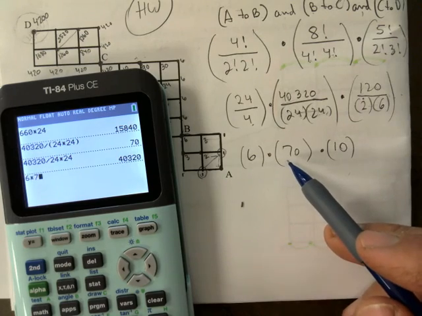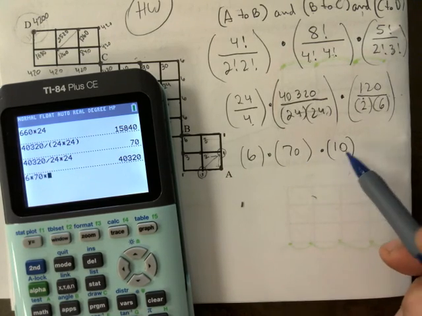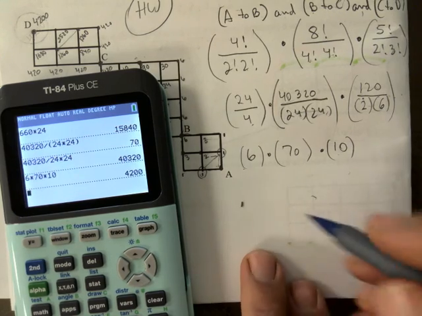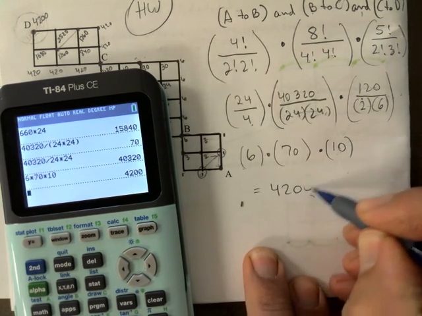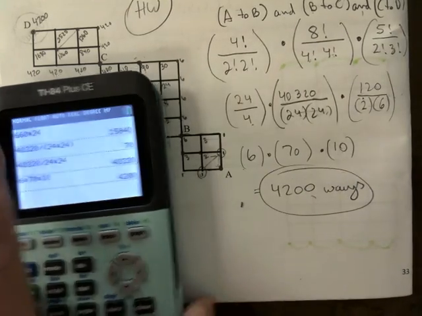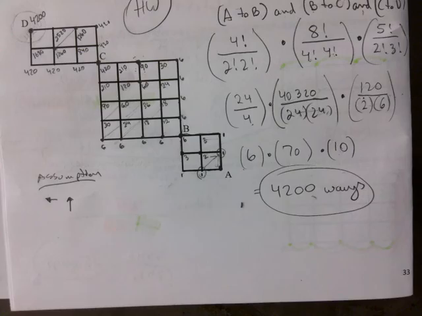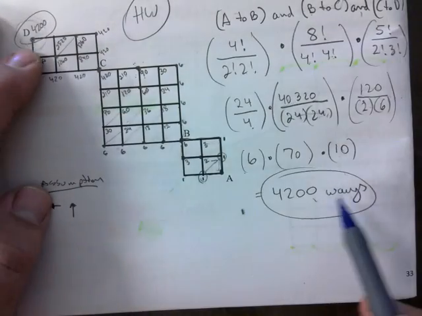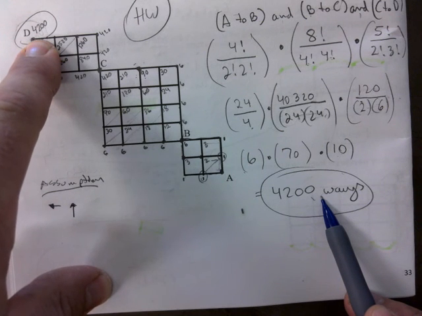And then you go 6 times 70. That's actually 60 times 70, right? But hey, let's pretend like I didn't realize that. And there's 4,200 ways, or 4,200 different paths you can take from A to D, I should say. And my answers match, so I'm good to go.